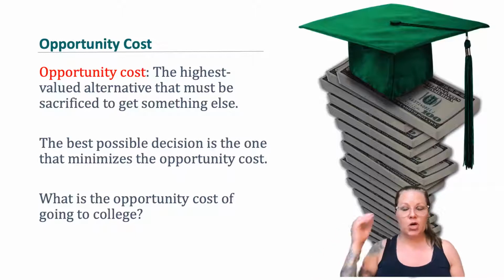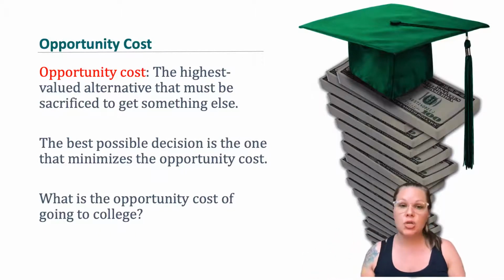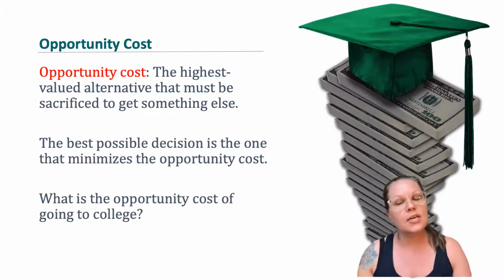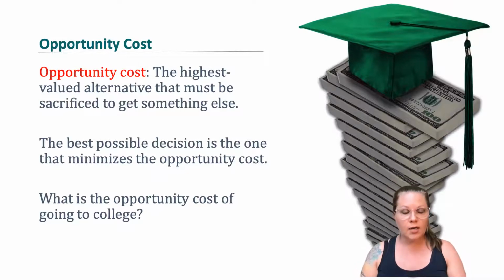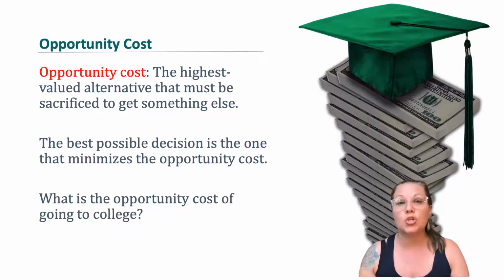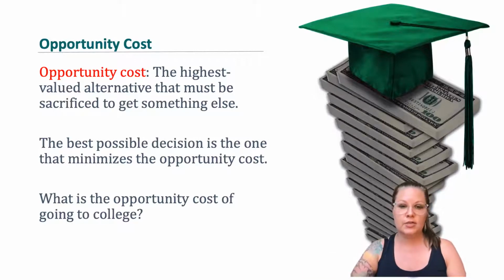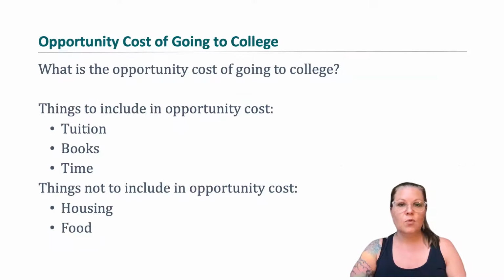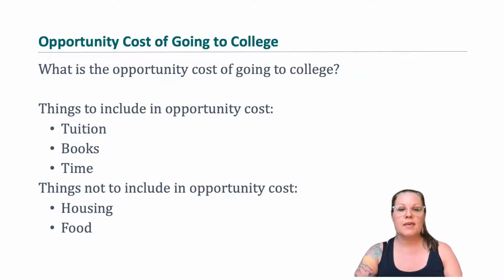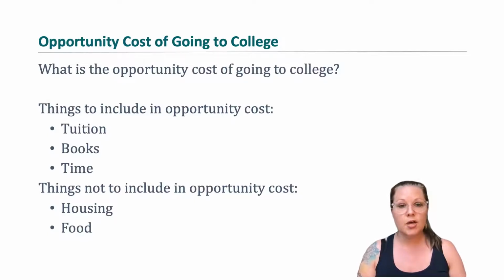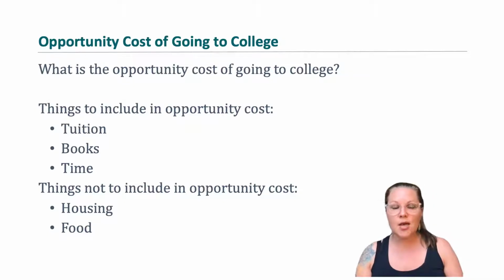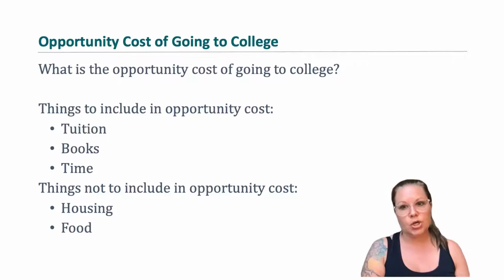So here's a thought experiment. What is the opportunity cost of going to college? In other words, what is it that you're giving up? Or what is the highest valued alternative to going to college? Well, in this case, you may think about things to include in opportunity cost, including tuition, books, and time. But you don't want to include things such as food and housing because you're not giving up alternatives.